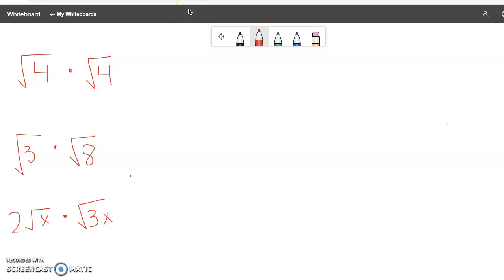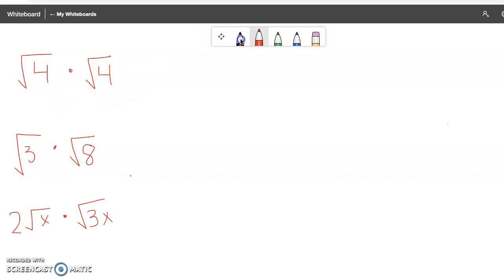This lesson is on multiplying radicals, and it's exactly what it sounds like. You just multiply whatever's on the inside, or possibly the outside, of the radicals together. Whenever you're multiplying, you don't have to have the same number within the radical symbol. You just multiply that number together and put a radical symbol around it.